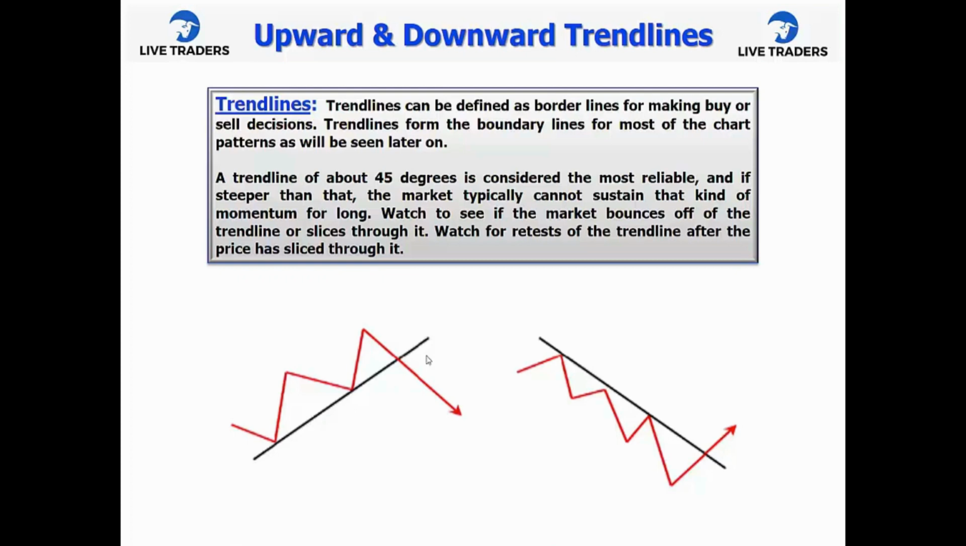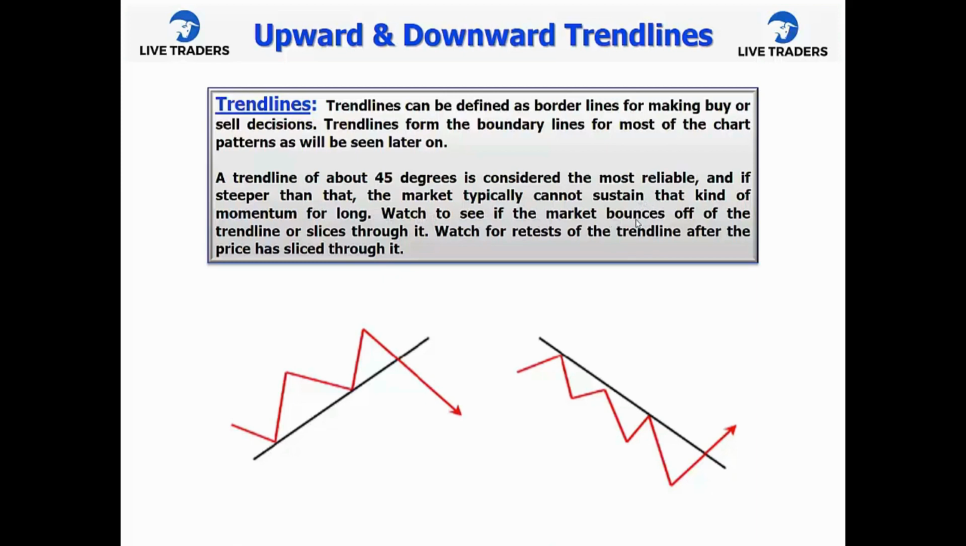The most unreliable trend lines are either too steep, maybe a 90-degree angle or 70-degree angle. When they're too steep, they're not reliable. They're not good trend lines. When it's too flat, then it's also not that great. 45 degrees is a perfect trend. It's called a power trend. Anything steeper than 45 degrees, the market typically cannot sustain that kind of momentum for long.